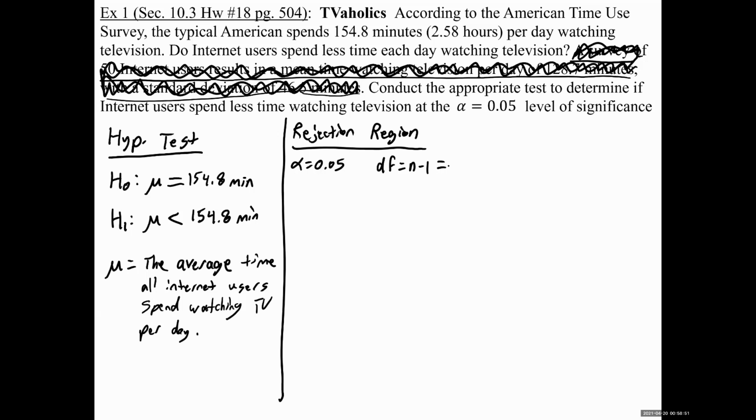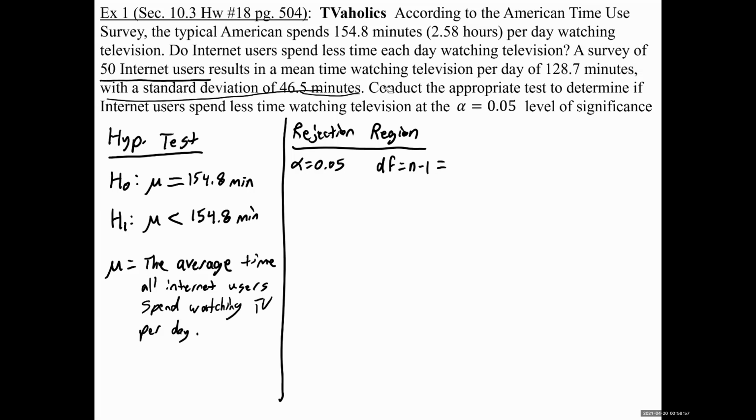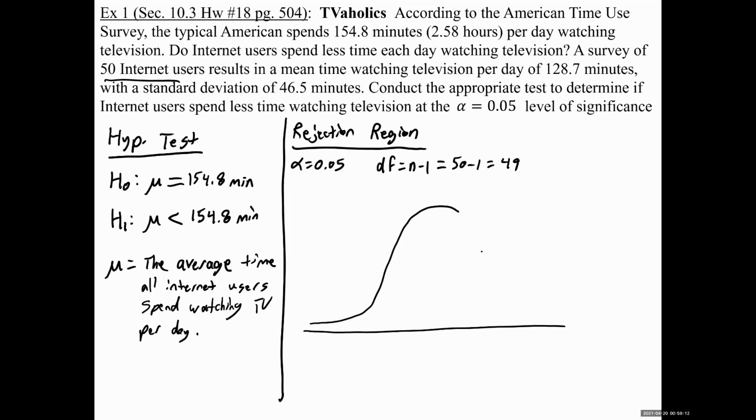I'm going to have to erase this scribbled out part now so we could see what the sample size is. And it says a survey of 50 internet users. So 50 people is who we talked to, so n is 50. So the degrees of freedom is 49. Then you draw a picture. This is the t distribution.